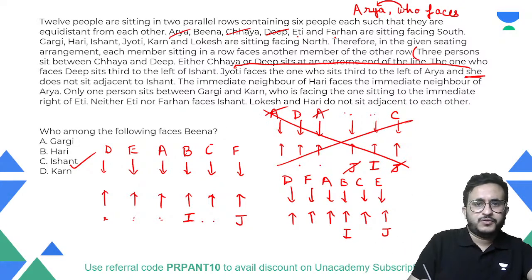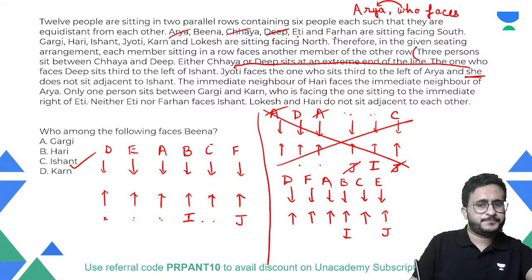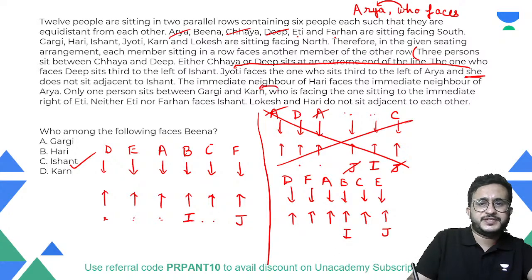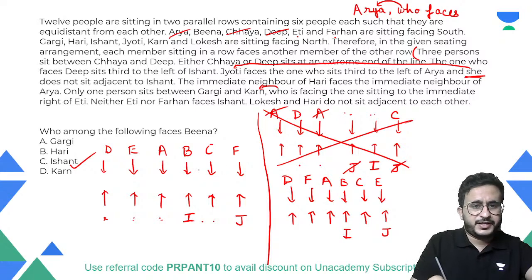One statement is saying that only one person sits between Gargi and Karan, who is facing the one sitting to the immediate right of Iti. So in both cases we have put the position of Iti, right? So can we do it accordingly? Yes. Karan is facing the one sitting to the immediate right of Iti. So the immediate right of Iti is this, and Karan is facing that person.